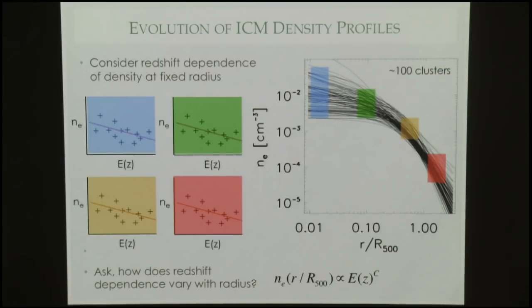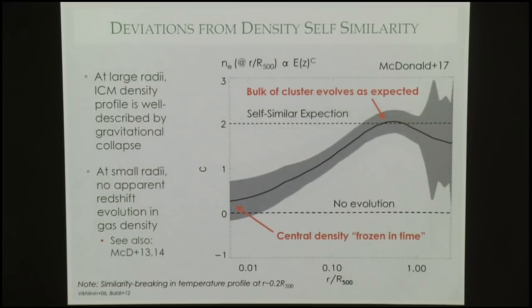So let's see how the redshift dependence of the gas density depends on radius. So this is a double dependence, which is why I'm going slowly here. So this C is the redshift dependence as a function of radius. At redshift 0, the gas density profile in the core doesn't seem to care at all about redshift. So the central density of the cluster is completely independent of redshift to the degree we can measure it. So I say it's frozen in time. It doesn't change with redshift, and we're spanning 10 billion years in cosmic time here. At about 0.2 R500, this reaches the self-similar expectation where it stays to the degree we can measure it at all radii. And so outside of the core, the gas density evolves.